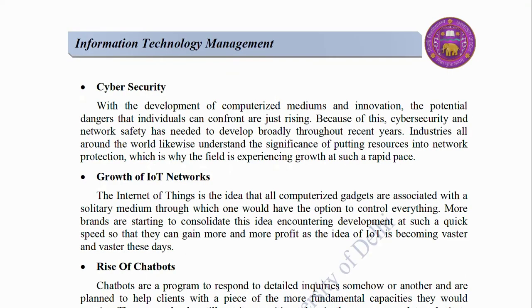Next point is cybersecurity. With the development of computerized mediums and innovation, the potential dangers that individuals can confront are just rising. Because of this, cybersecurity and network safety has needed to develop broadly throughout recent years. Industries all around the world likewise understand the significance of putting resources into network protection, which is why the field is experiencing growth at such a rapid pace.